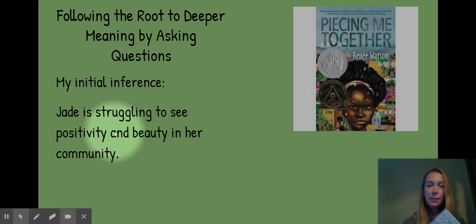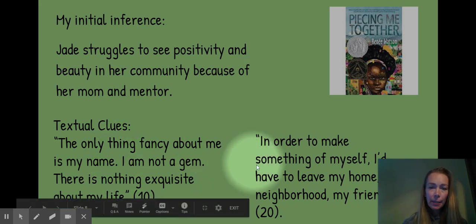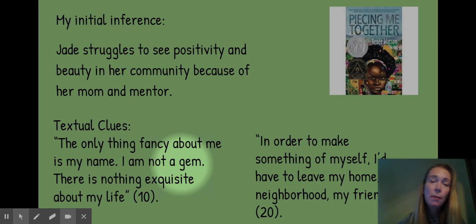So my story, Piecing Me Together, Jade is our protagonist, and I decided to write about the conflict because I'm only on the first 75 pages of the book. And so Jade is struggling to see the positivity and beauty in her community. And so far, that is the most meaningful statement I can make right now about her and where I am reading, unless I go deeper with some questions. So my textual clues that I marked in my book are these 2 here, and they both have to do with how she feels about herself and her community, her friends, her family, her neighborhood, all are things that put her at a disadvantage to achieving her best.